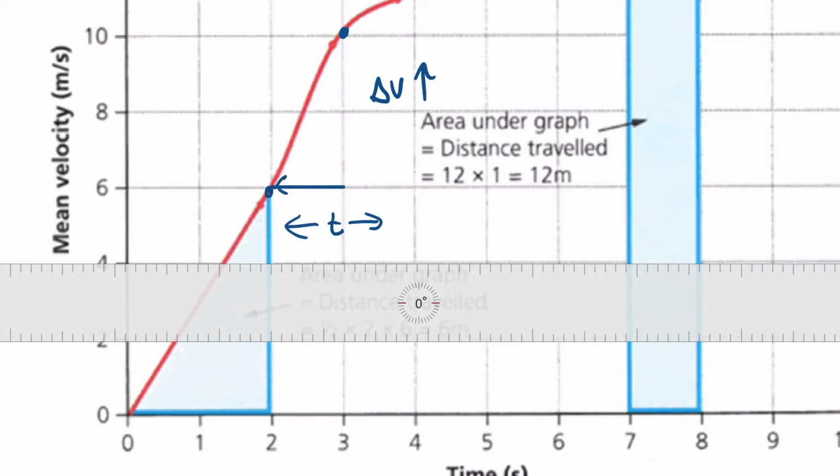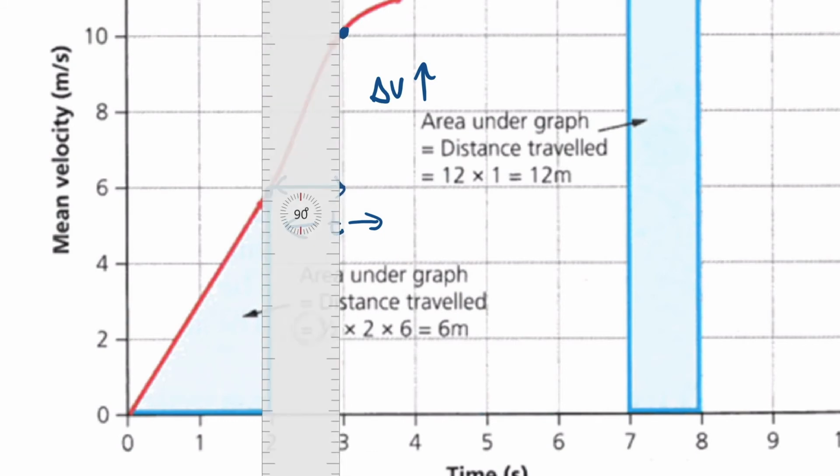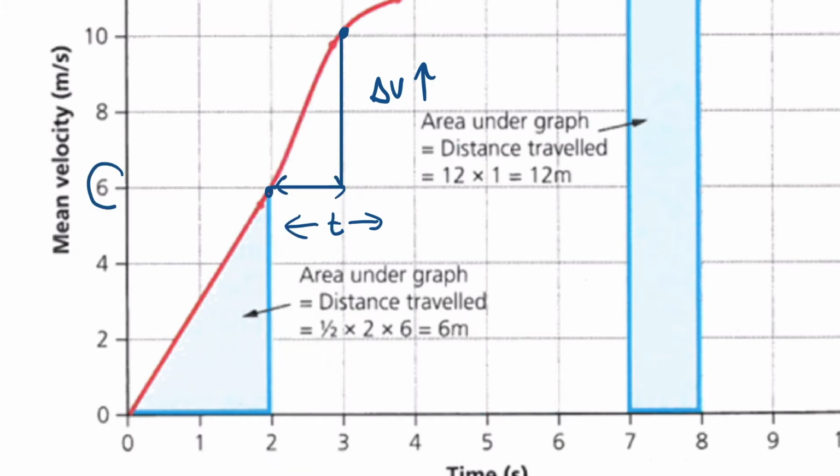The change in time is just 1 second, and then the change in velocity shown here. We're going to take those 2 points off the graph. It goes from 6 up to 10, 6 to 10. That's going to be 4 meters per second.